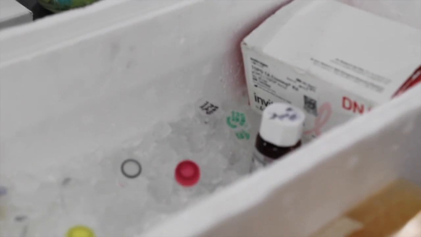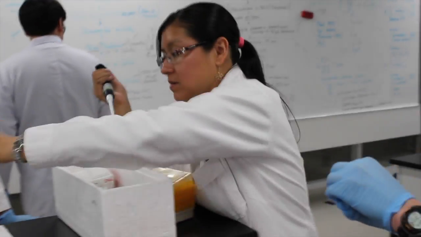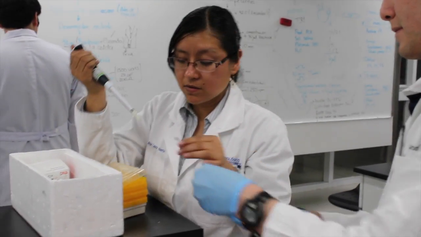The PCR 2.1 TOPO plasmid and the kit reagents are thawed and kept on ice. The ligation reaction for chemical transformation is presented in the following table. Incubate at room temperature for 10 minutes.